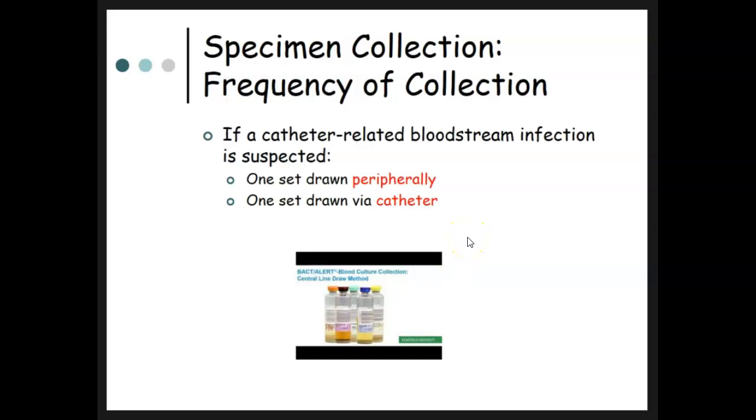All right, so if a catheter-related bloodstream infection is suspected, you want to draw 1 set peripherally, so 2 bottles peripherally, like from an arm, and then the other set would be drawn via catheter.